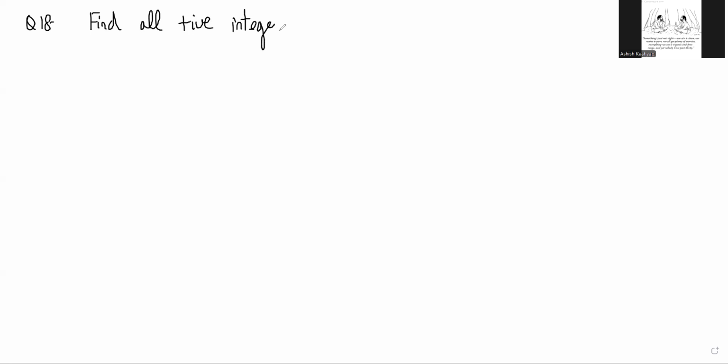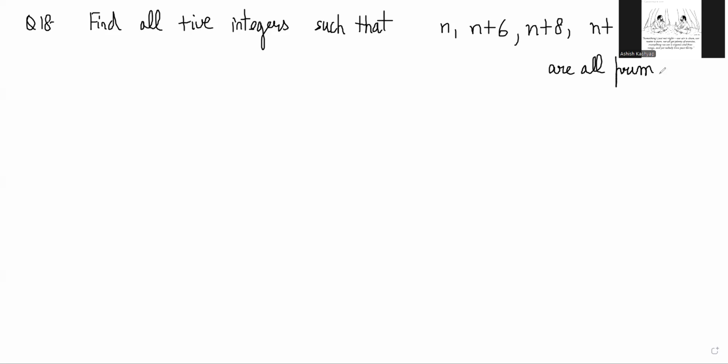What is the next one? 18th. Find all positive integers n such that n, n plus 6, n plus 8, n plus 14, and n plus 20 are all prime.